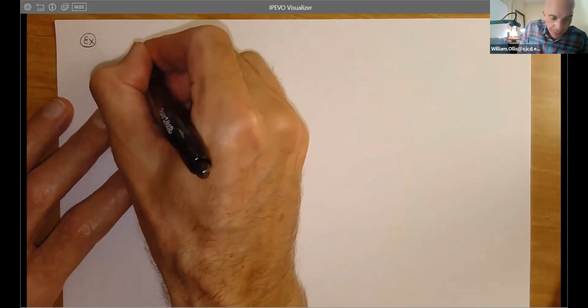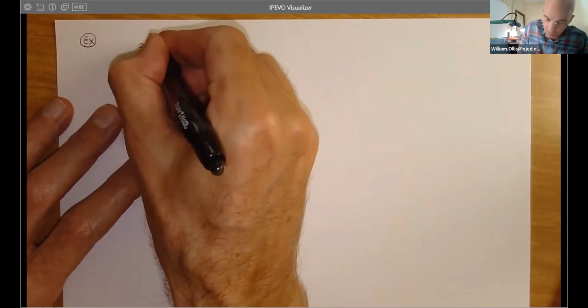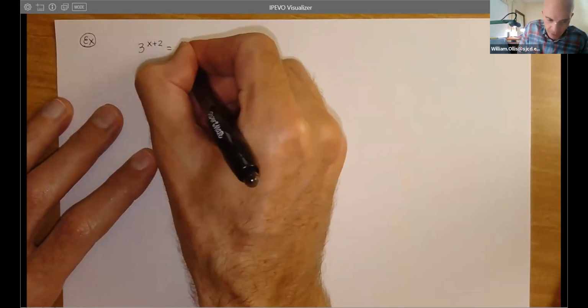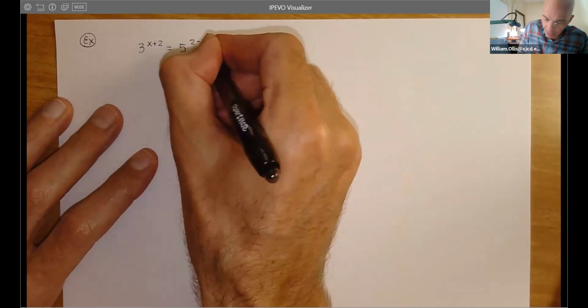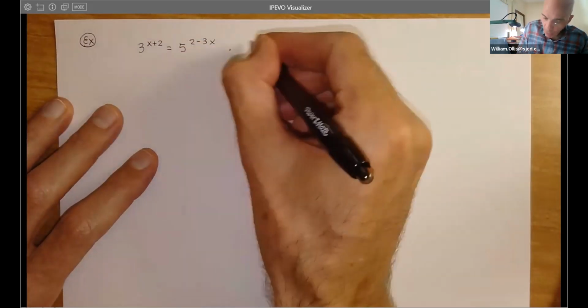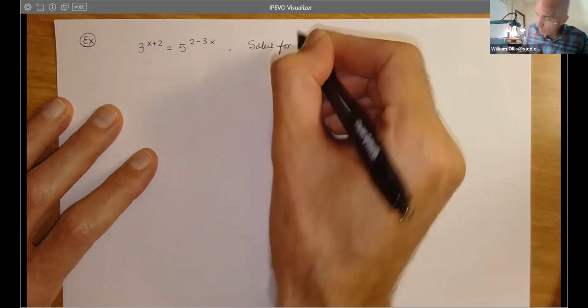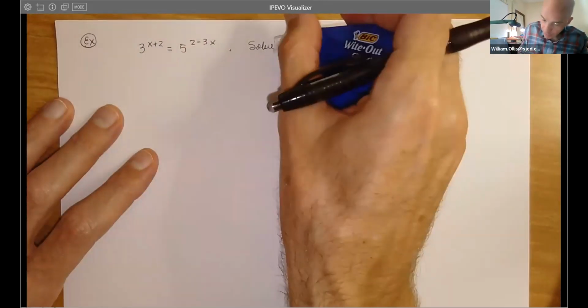So we have 3 to the x plus 2 equals 5 to the 2 minus 3x. And we want to solve for x, or solve in R.